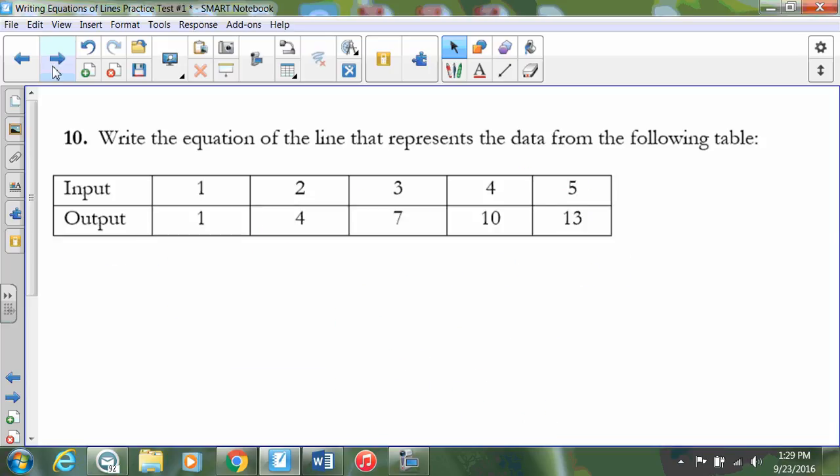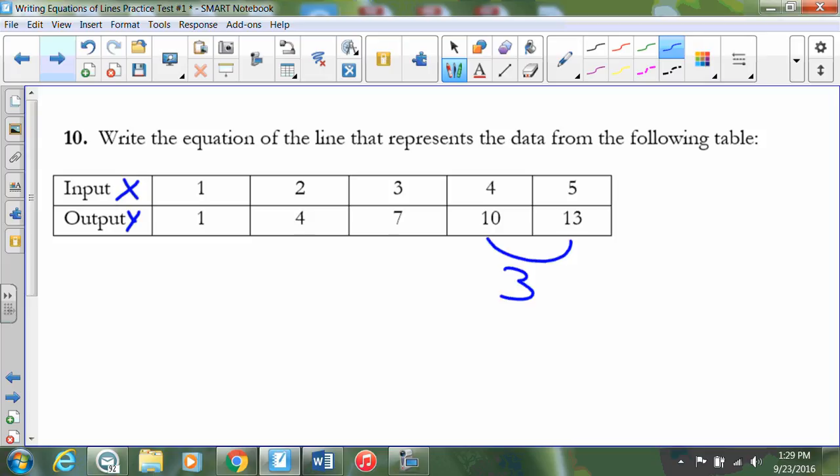Okay, number 10, we're looking at a table that's lying down. If you see a table that's lying down like this, please remember, input is X and output is Y. So we're going to do our hoops. We'll do 13 minus 10 is 3, 5 minus 4 is 1. We already know, just from one set of hoops, that our slope is the change in Y over the X. We already know that our slope is 3 over 1, which is just plain old 3.